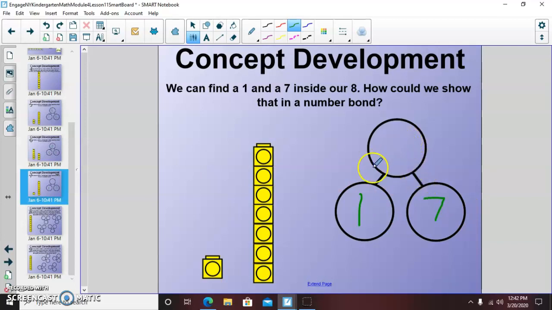Now my whole is up here. Let's count all our cubes together. 1, 2, 3, 4, 5, 6, 7, 8. Awesome job, guys. I'm so sorry my numbers are so messy. It's just tricky writing with the mouse.